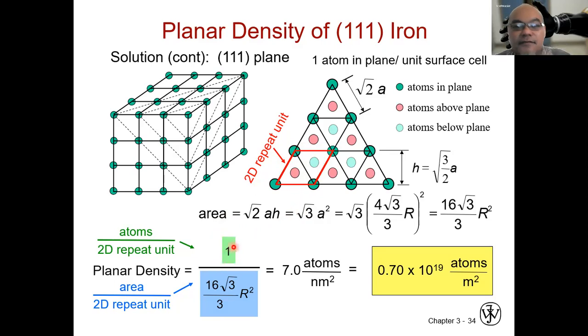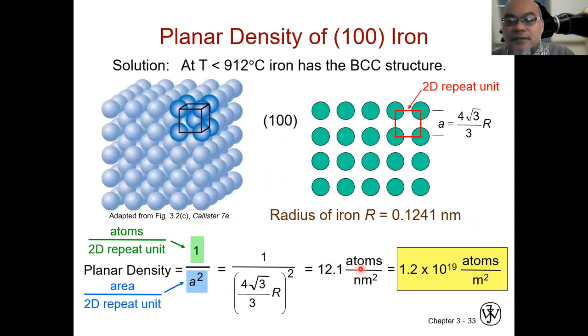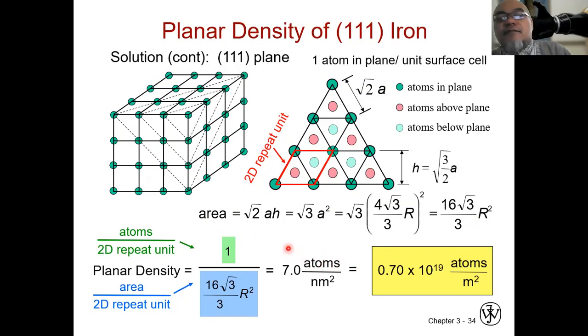Then divided by the area, which is this one. So we obtain 7 atoms per nanometer squared. So you see that at the 100 plane, it has denser atoms per square area compared to the 111 plane. In the 111 plane, it's not that many.